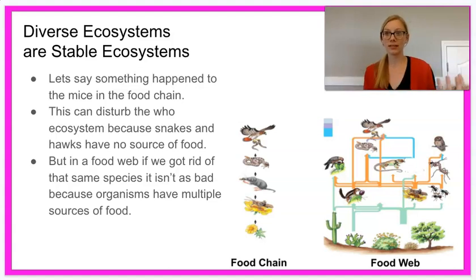Basically, we're saying if something happened to one thing in that ecosystem, it's better for the whole ecosystem if it's really diverse, because there's more ways to support it and regrow, if you will.